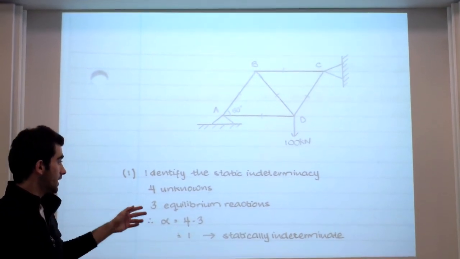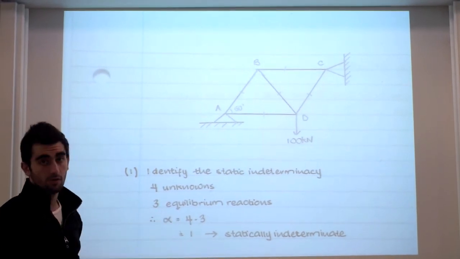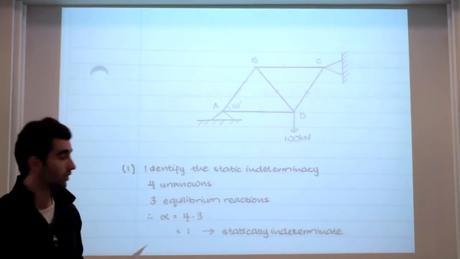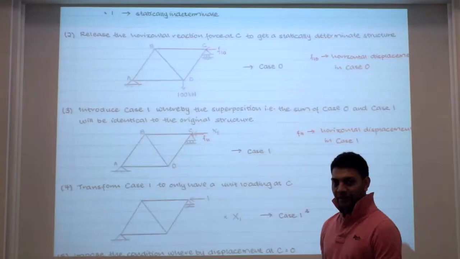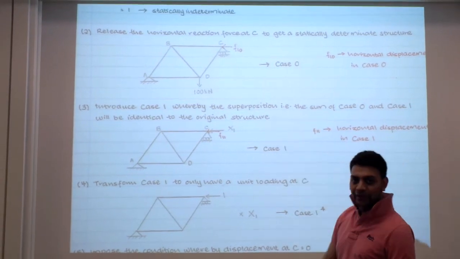The redundancy can be found by subtracting the equilibrium equations from the unknowns. Here we'll have a redundancy of 1, which means that our structure is statically indeterminate. As Mark said previously, we have a statically indeterminate structure.